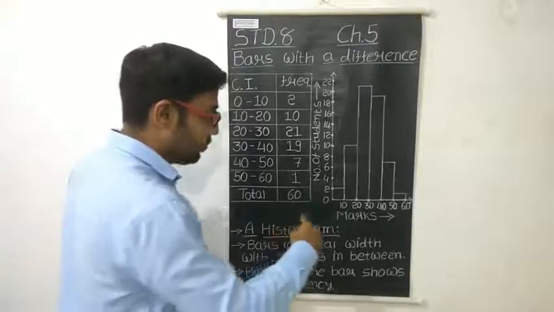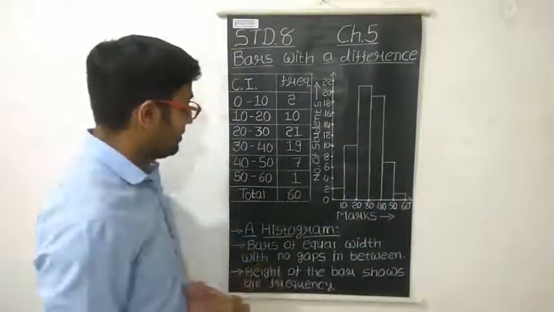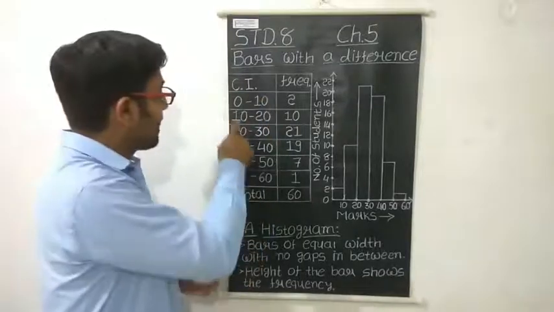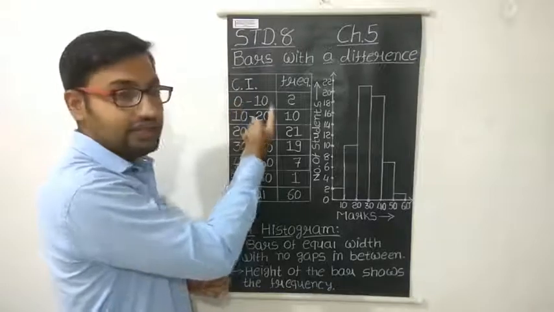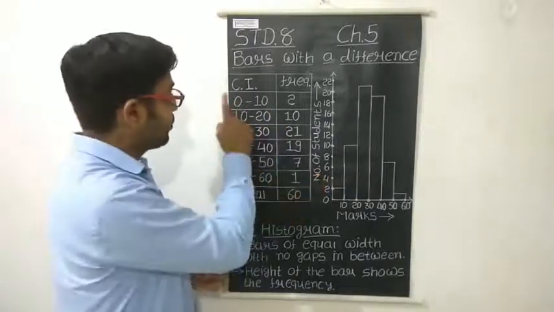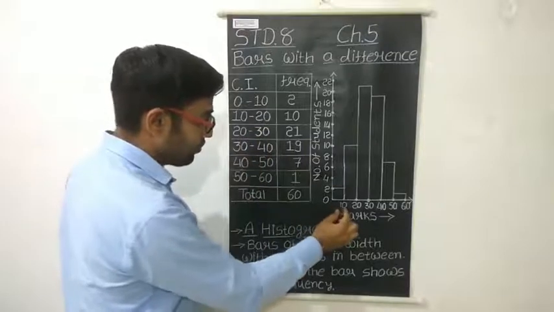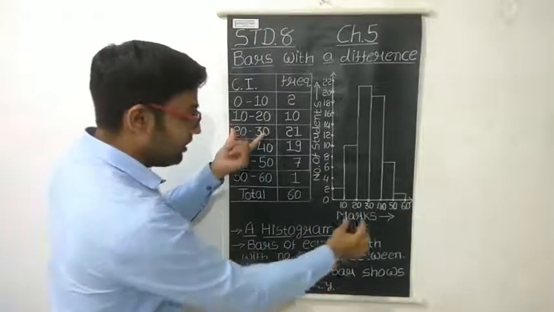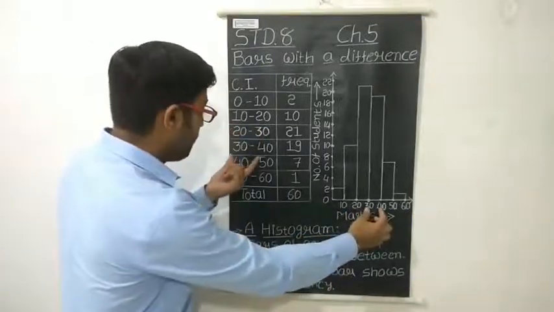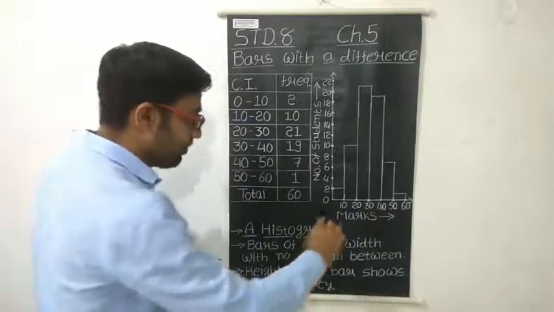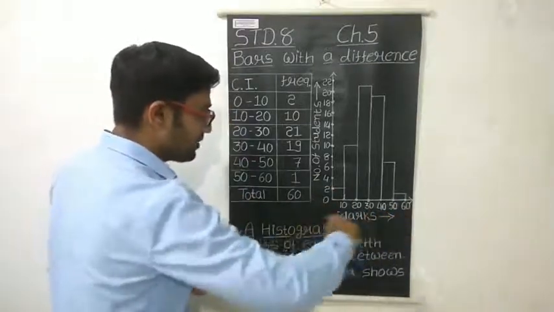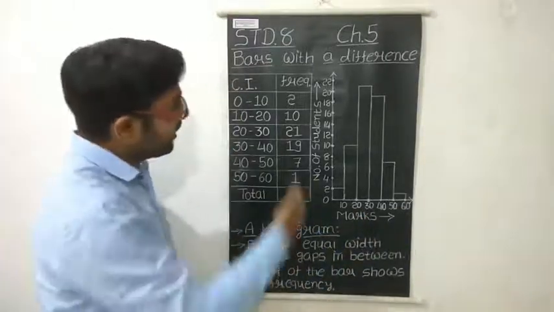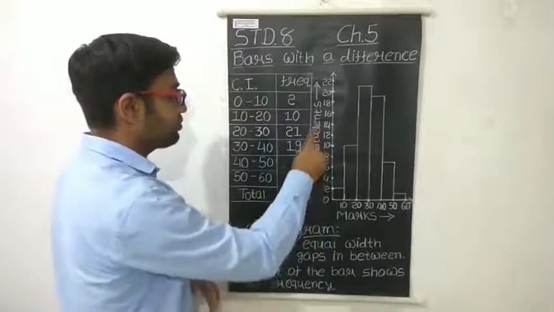So here there are two axes. On the horizontal axis we use the marks. The marks start from 0, and there is a class interval of 10. So 0 to 10, 10 to 20. Here we put 0 to 10, the first class interval; 10 to 20, the second class interval; 20 to 30, third, fourth, fifth, and sixth. In this way, we use the class intervals on the horizontal axis, and on the vertical axis we use the number of students.